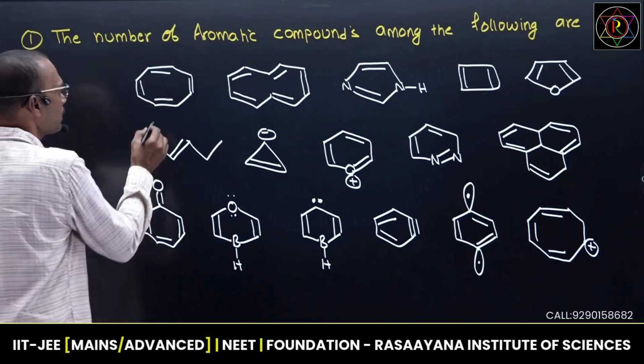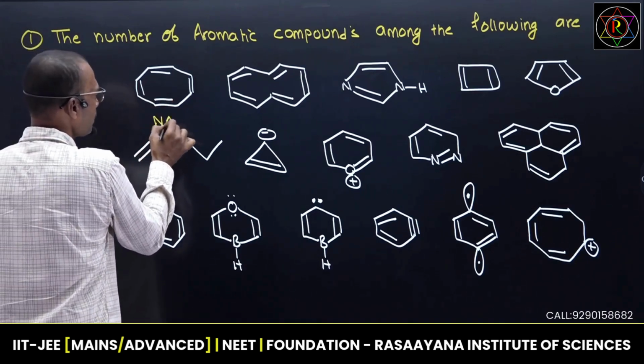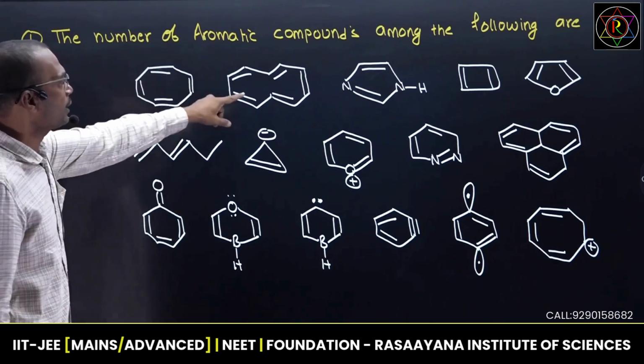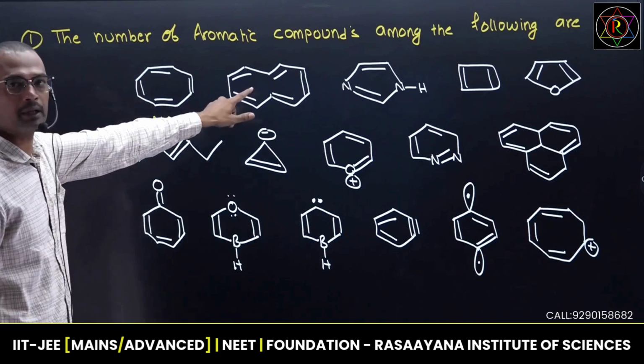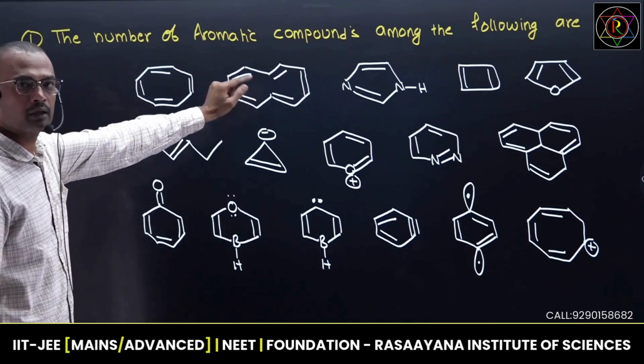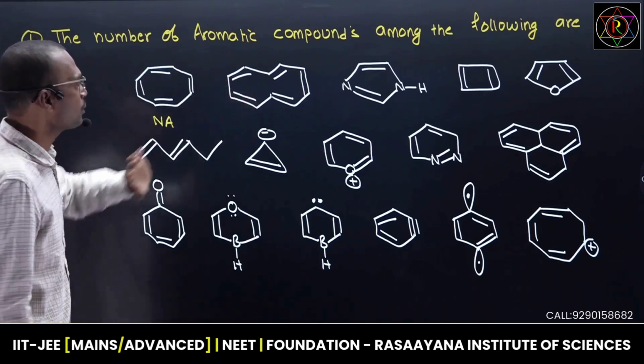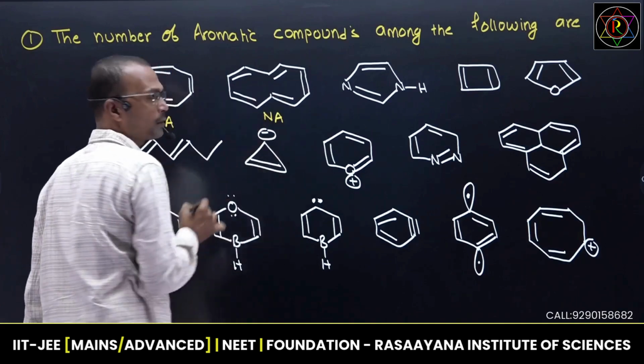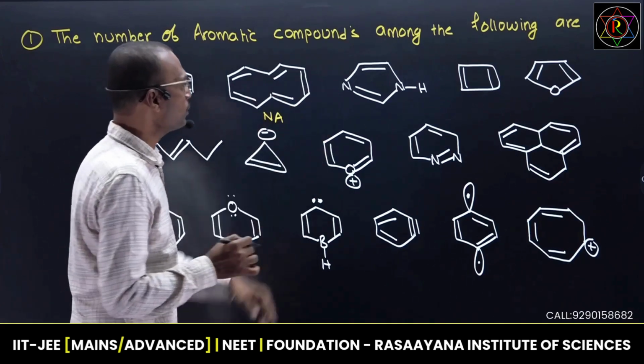This molecule is completely, be careful, it is a non-aromatic molecule because it is non-planar. And here remember, it looks like a naphthalene, but it is not naphthalene. Even though 10 pi electrons are present, this molecule is completely non-planar, non-aromatic. This is called 10-annulene. And this is called imidazole.